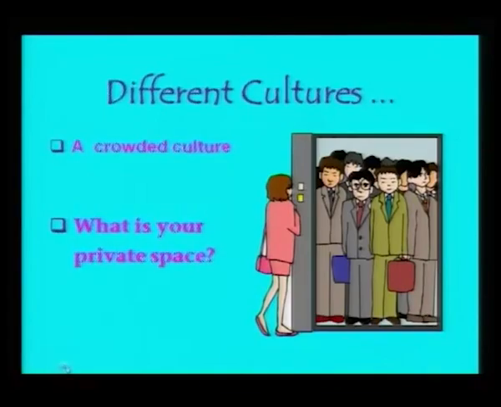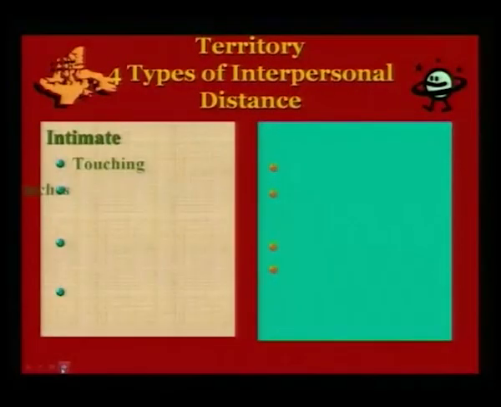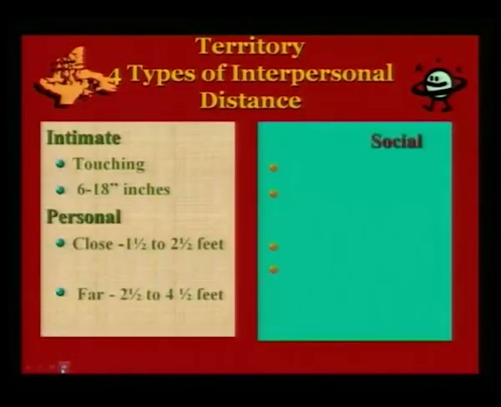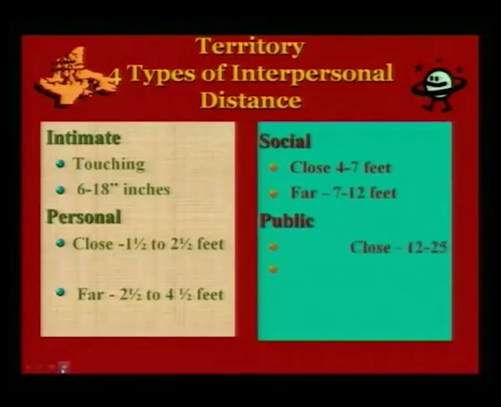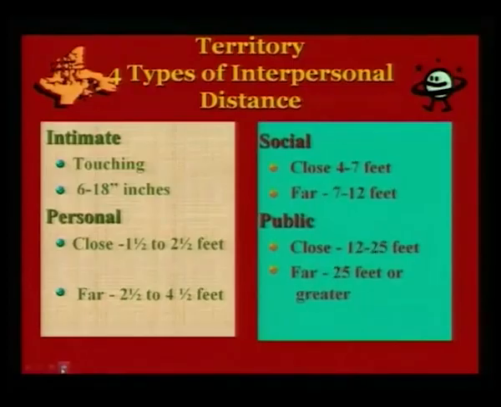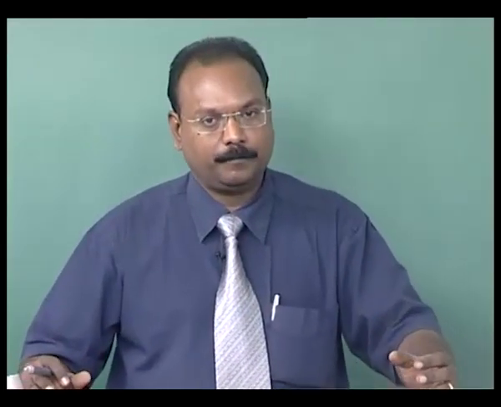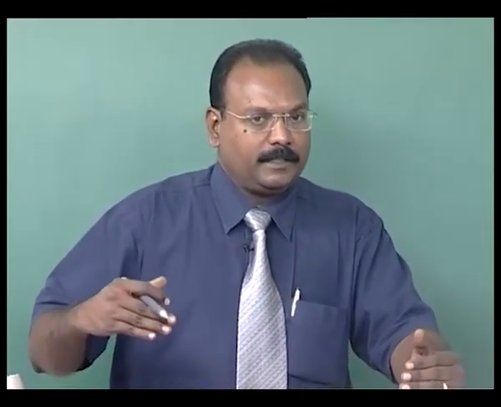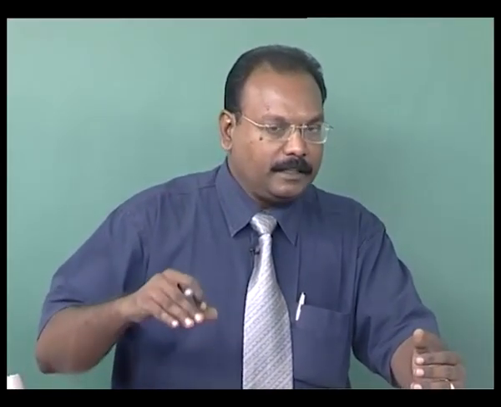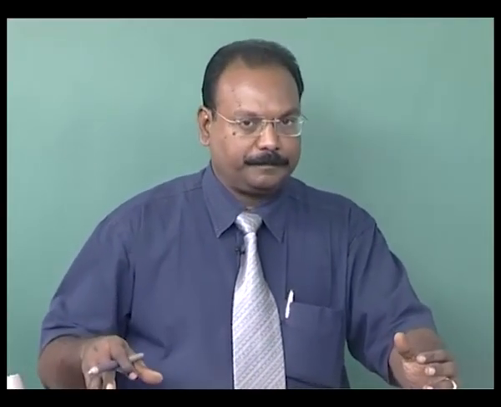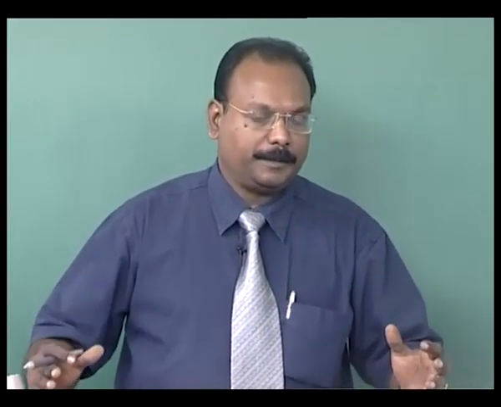And what happens sometimes when the space is violated? Now, before we understand what happens when the space is violated, let's get a better view and understanding of territory as such, and the kind of interpersonal distance we maintain in terms of using territory. Now, territory is giving us a sense that that's our space.